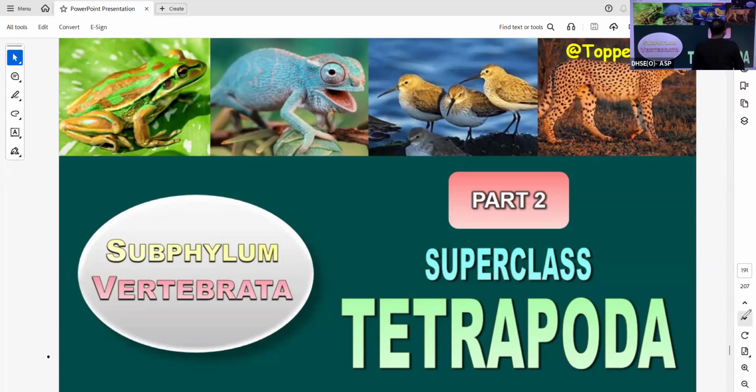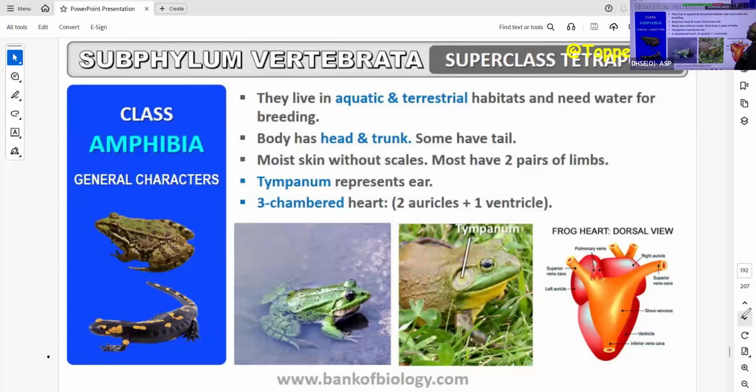After that, one superclass was Pisces. This next superclass is Tetrapoda. Their limbs are present, that's why we call them Tetrapoda. Okay. Fine. So in the superclass Tetrapoda, the first class is the Amphibia.